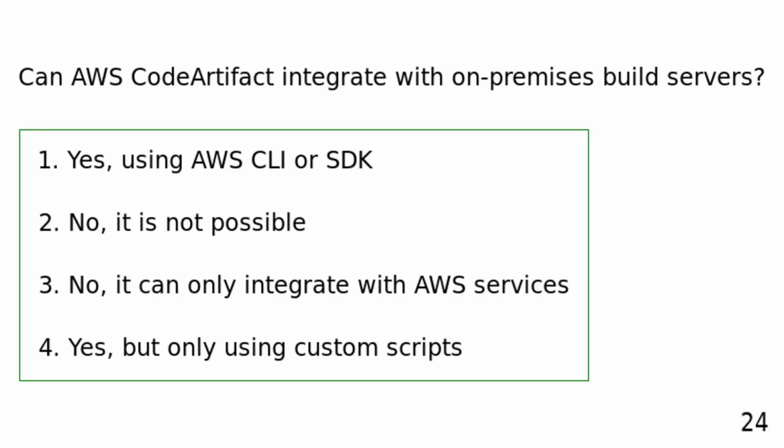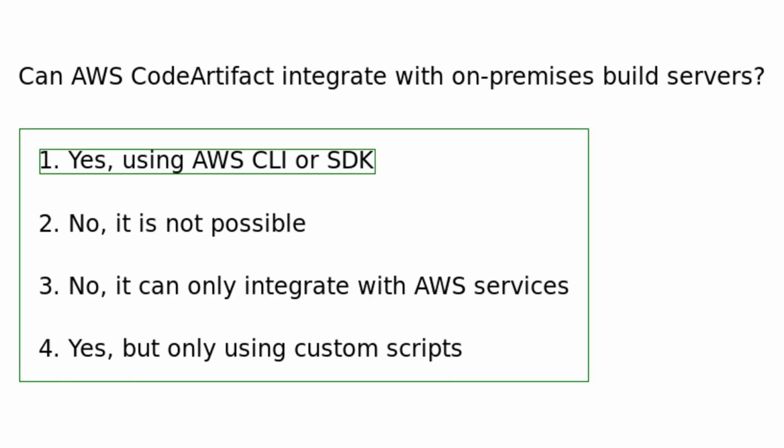Can AWS CodeArtifact integrate with on-premises build servers? Yes, using AWS CLI or SDK. No, it is not possible. No, it can only integrate with AWS services. Yes, but only using custom scripts. AWS CodeArtifact can integrate with on-premises build servers using the AWS CLI or SDK, enabling seamless package management across environments.